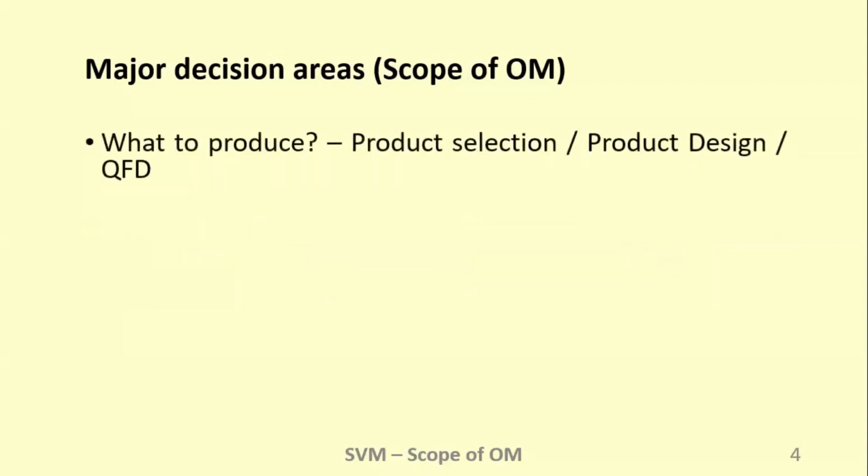What are the major decision areas, or we can say scope of operations management? First of all, we need to decide about what is to be produced. Means you are focusing on the selection of product. After you select the product, then you are focusing on the design of that particular product, for which we may proceed with the quality function deployment. Means you identify what all specifications are required by a customer, and for these specifications, how the product will be developed or made. You try to decide that.